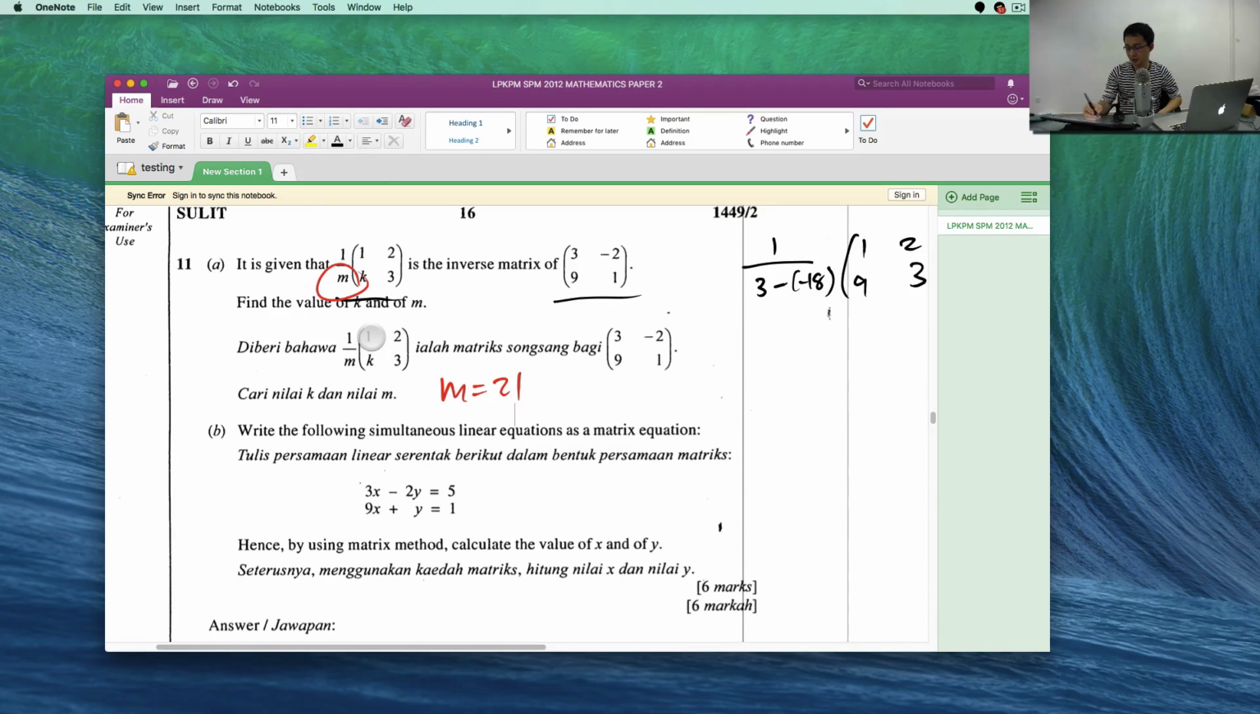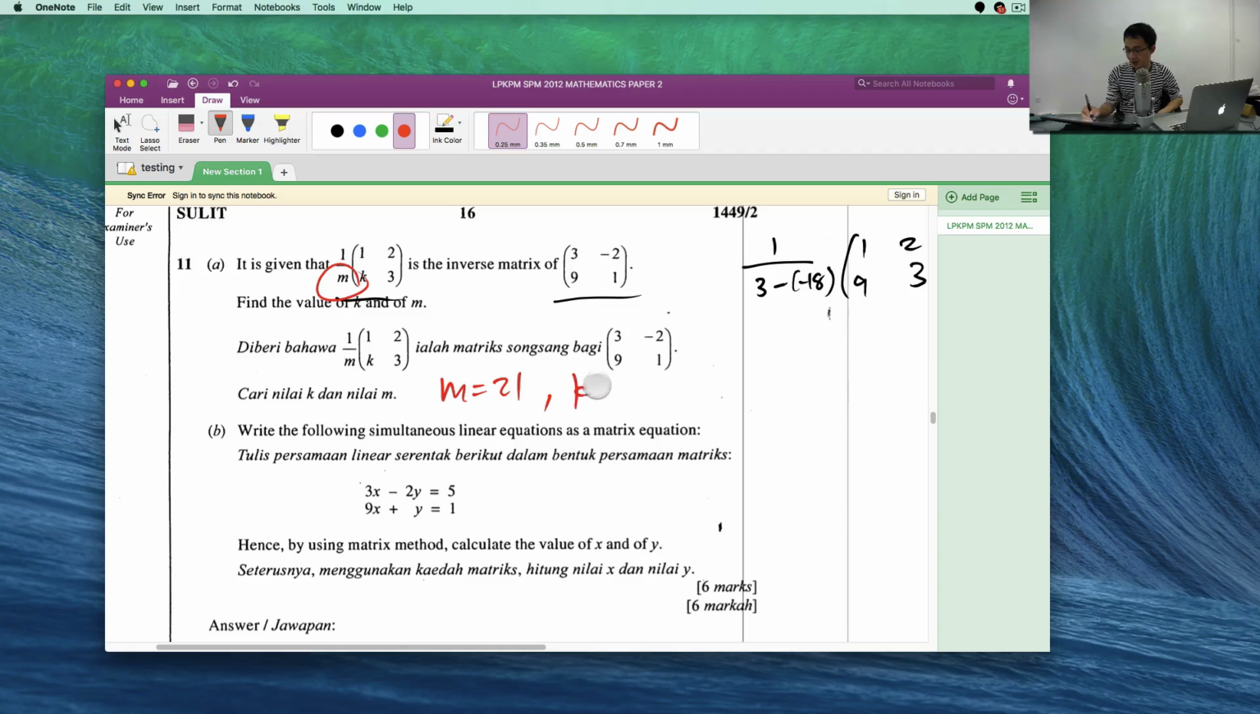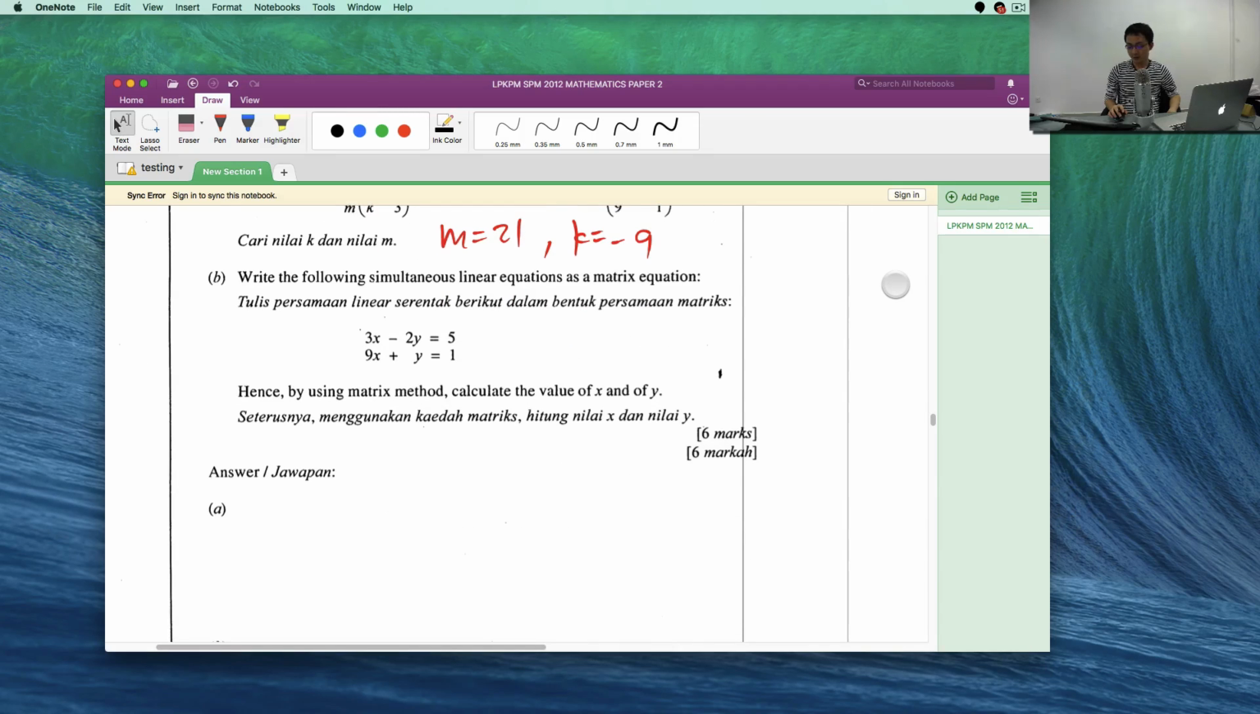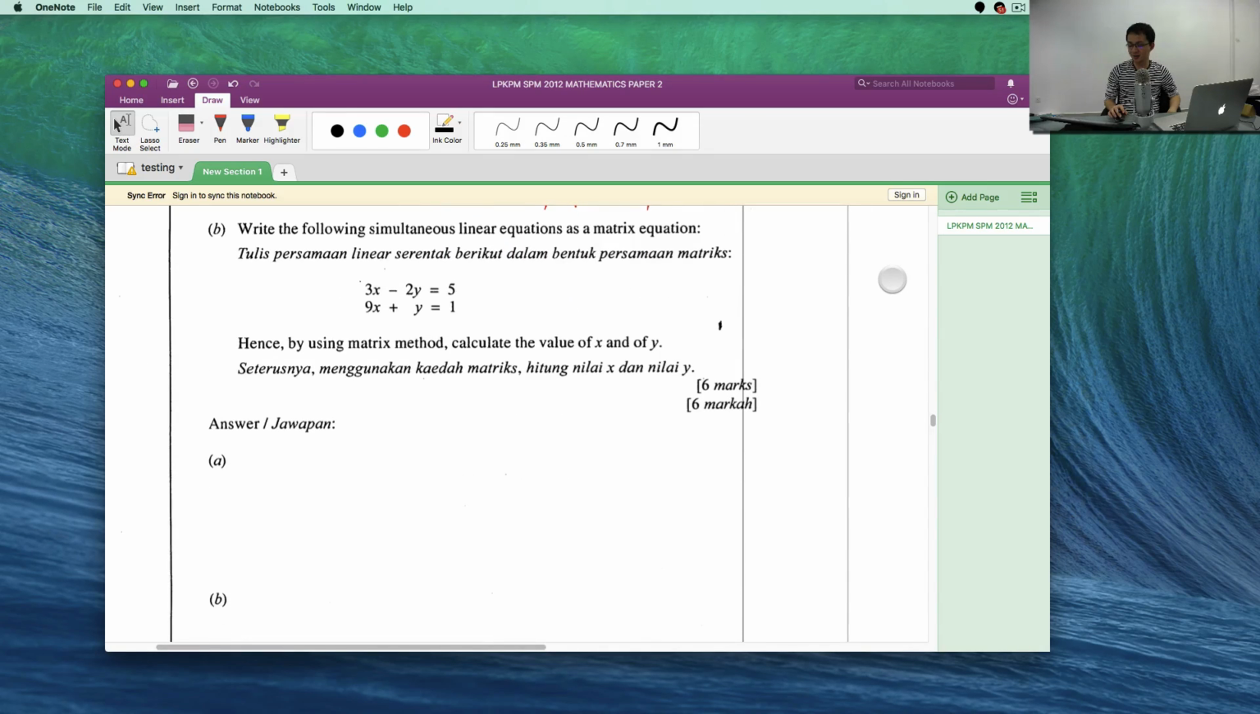Alright, so I hope after the restart everything worked fine. K is negative 9. Right, you have a negative here. Don't forget. Okay, then write the following simultaneous equation as the matrix equation.